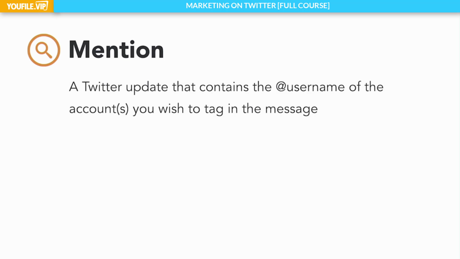Next is the mention. Sometimes you want to bring a tweet to someone's attention, but you still want all of your followers to see this message. For that, you'll use the mention feature. This is a Twitter update that contains the username anywhere in the message except at the very beginning. These mentions are collected by Twitter and appear in the Mentions tab on the Notifications page. You can mention multiple handles in a single tweet.